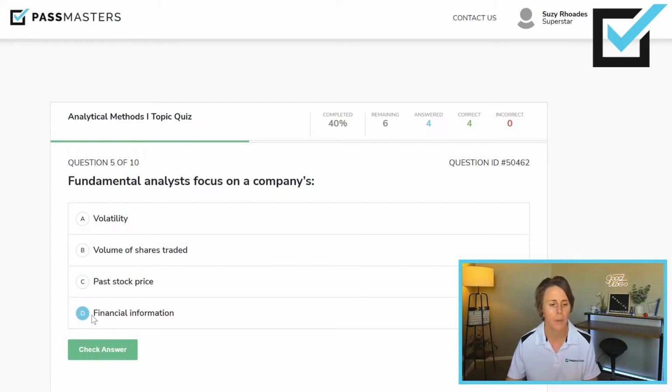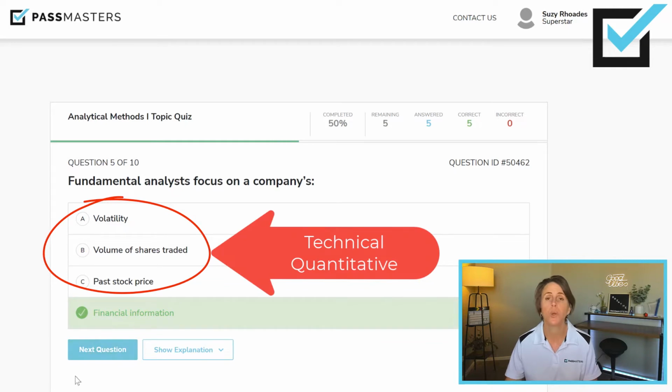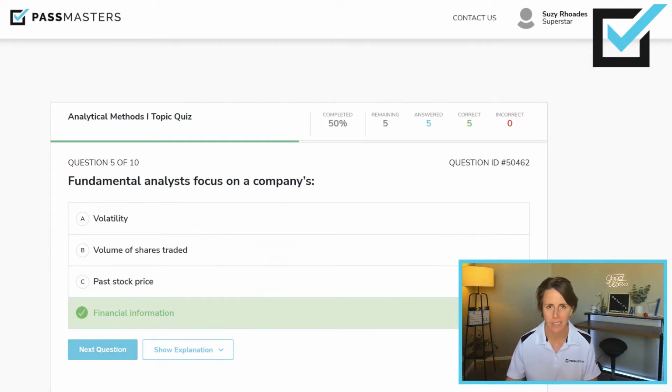If you were looking at past stock price, volatility, and volume of shares traded, you would be a technical or quantitative analyst. So two major camps: fundamental, financials, and charts and graphs, quantitative or technical.